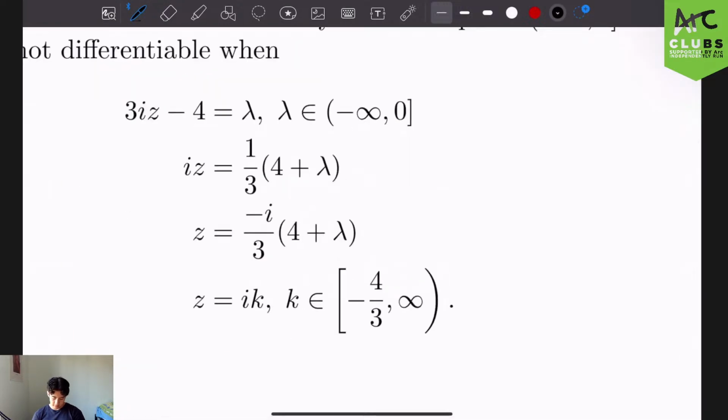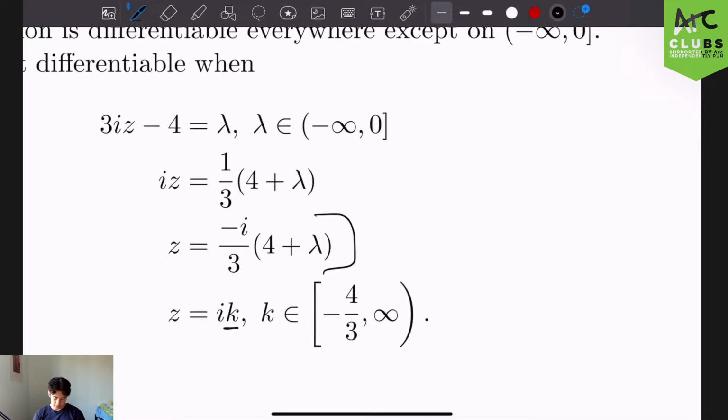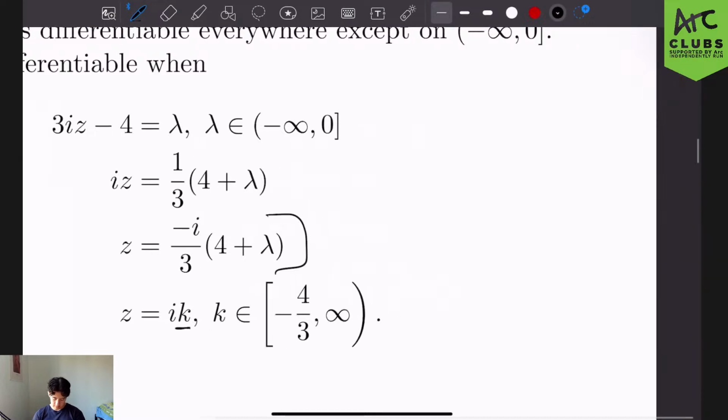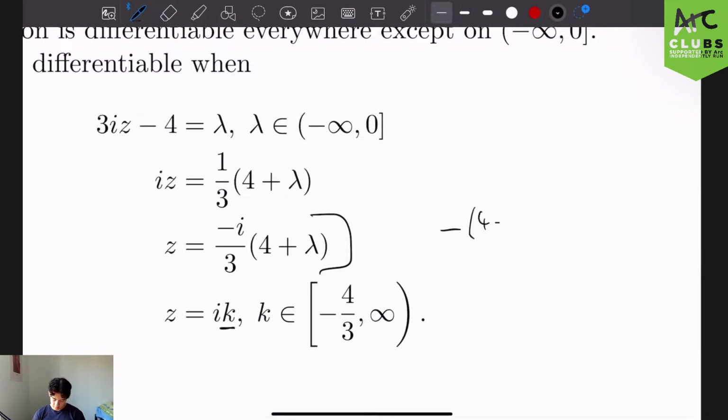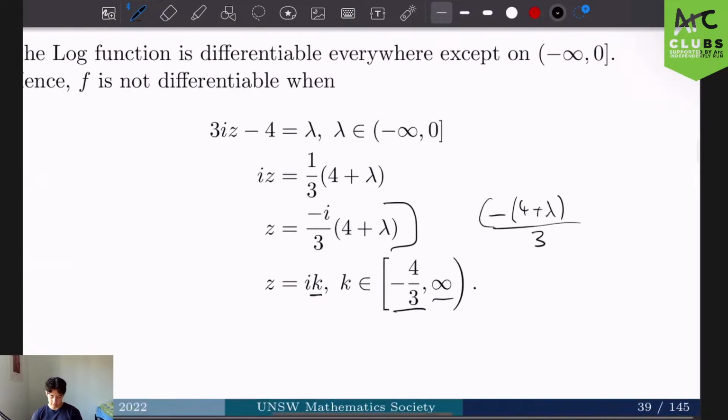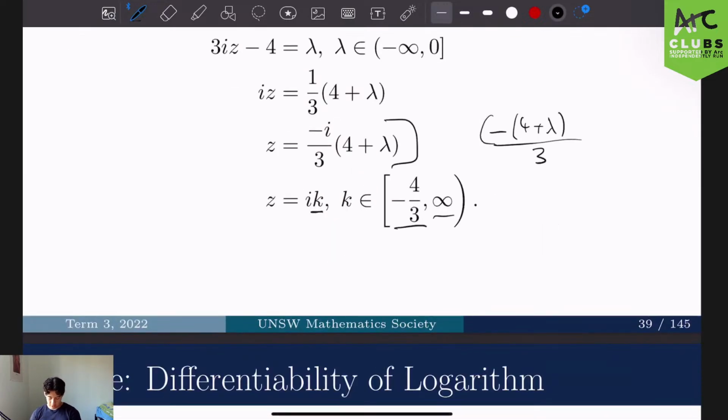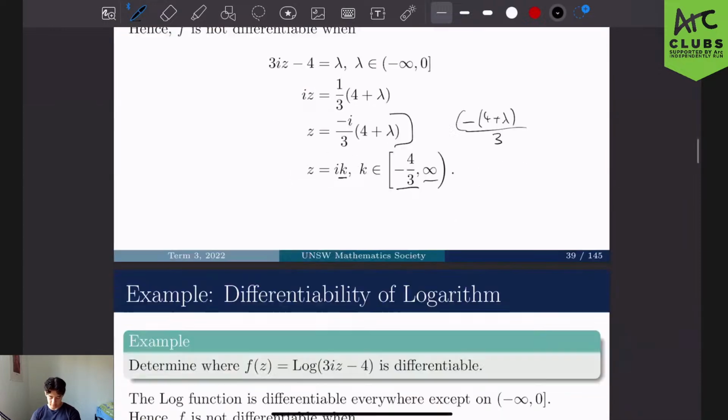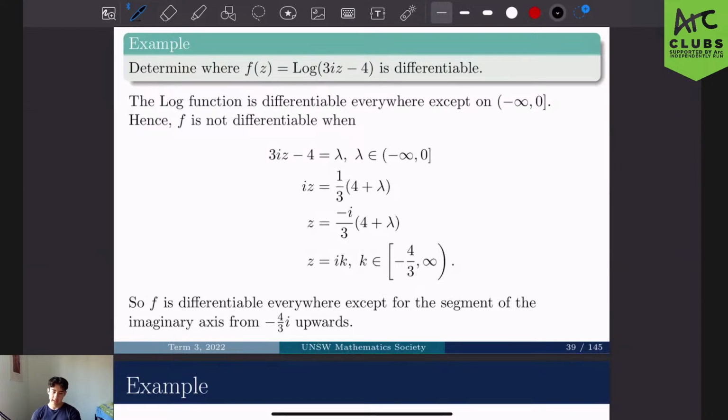Here we need to find, we'll just rewrite this as a new constant k. So rewrite this as negative 4 plus lambda over 3. Okay, so because it's negative, it's going to be flipped. So we'll sub in 0, and then you get negative 4 over 3, which is this value here, and then we'll sub in negative infinity, and that will give us positive infinity on top. So that's how we get the other part of the top part of the range. Alright, so that's where f is not differentiable, which means it's differentiable everywhere else.